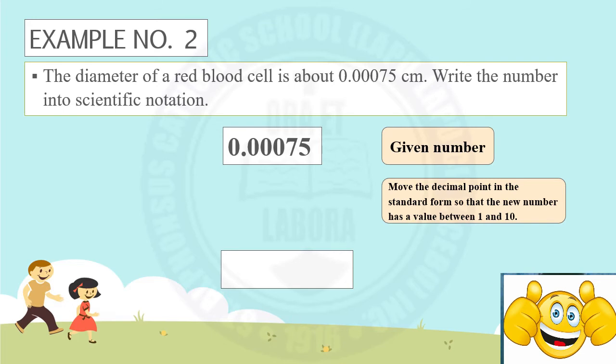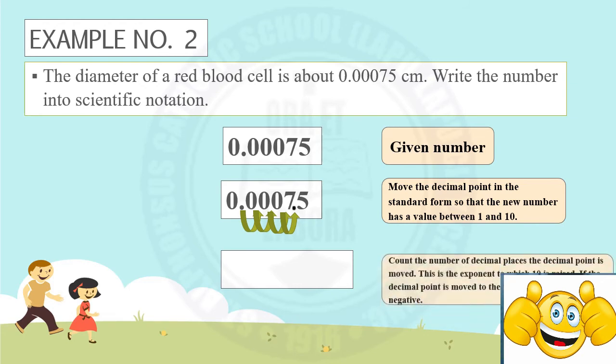You will move the decimal point. Is it either left or right? We will see. We'll go to the right. So the decimal point will move to the right. 1 move, 2 moves, 3, 4. So 4 moves. The decimal point is moved 4 times.